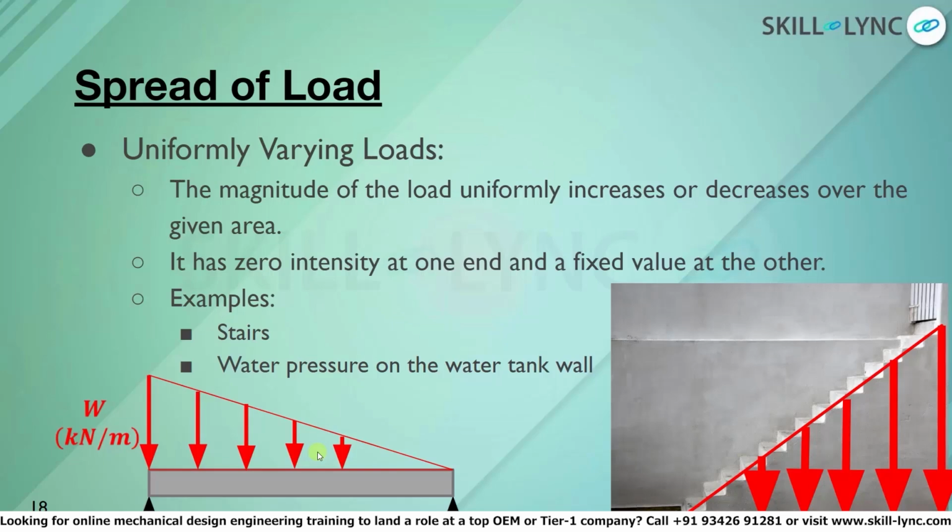As we already saw, uniformly varying loads are depicted using triangles with one end having 0 and the other end having a magnitude of W, which is also represented using a unit kilonewton per meter.